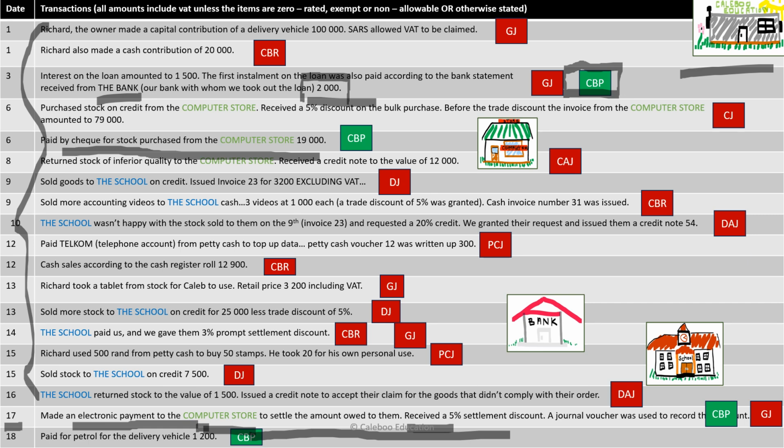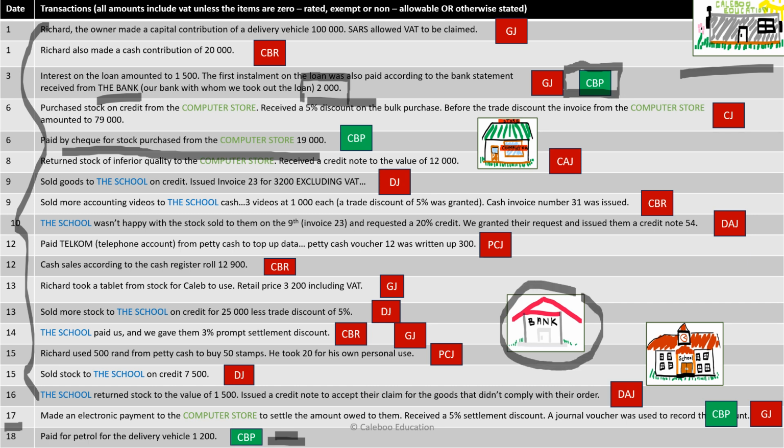And there's another one, quite an easy one, right at the bottom of the page. It says on the 18th we paid for petrol for the delivery vehicle. Now I've put that in there specifically because there's no VAT on petrol, but we'll check that out when we do the journal. Remember these little pictures here?